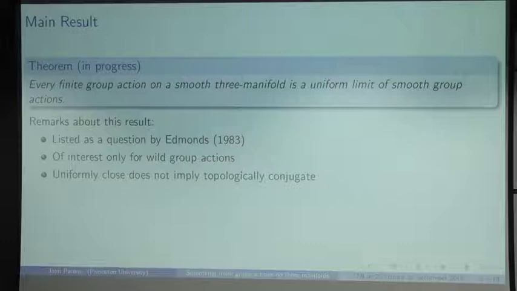So uniformly close does not mean they're conjugate. That's pretty clear from any example, say from Bing's example. You have smooth involutions which are completely standard. They're tame. They're converging to this wild involution which is not conjugate to the standard involution.